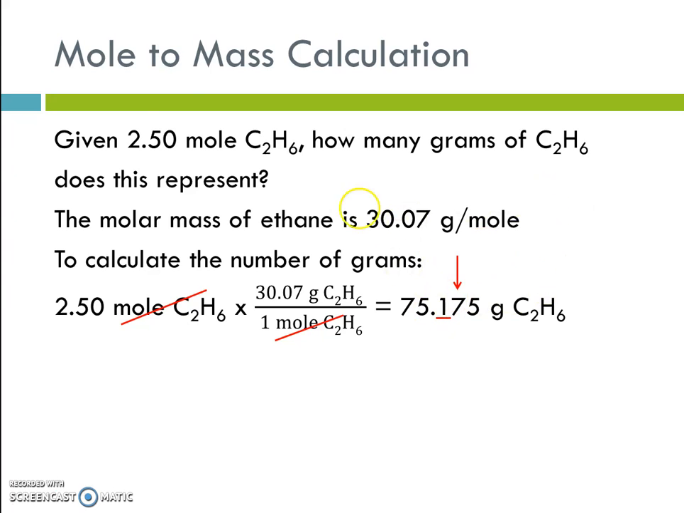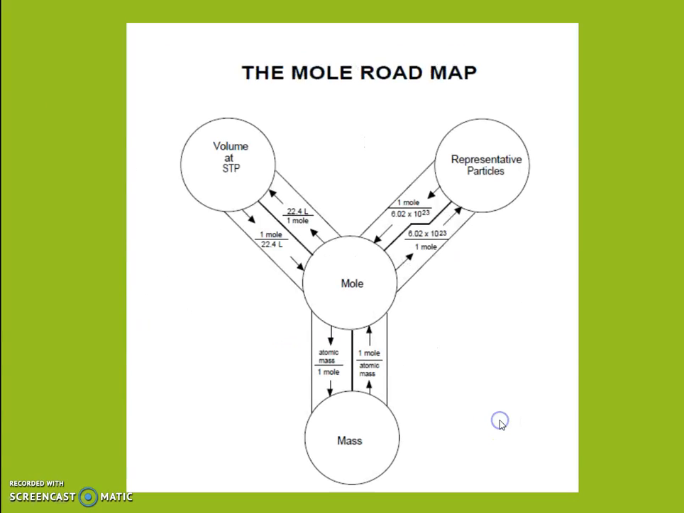You give it a shove. That means we're going to have to round up our 1 to a 2. So rounded, our answer will be 75.2 grams of ethane. So given 2.50 moles of ethane, that represents 75.2 grams of ethane.